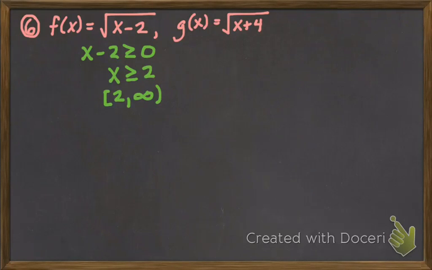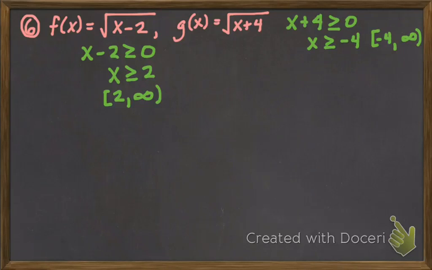And the domain of g of x would come also from the square root: x plus 4 has to be greater than or equal to 0. Isolating x gives me x is greater than or equal to -4. And in interval notation, this one gives me -4 to infinity with a bracket to show that it can be -4.